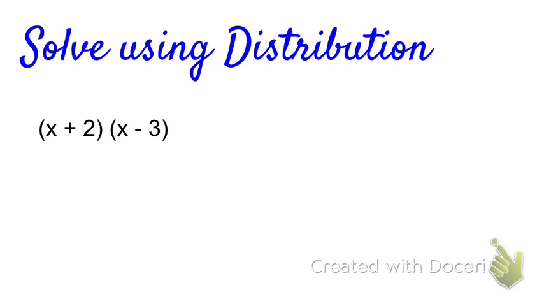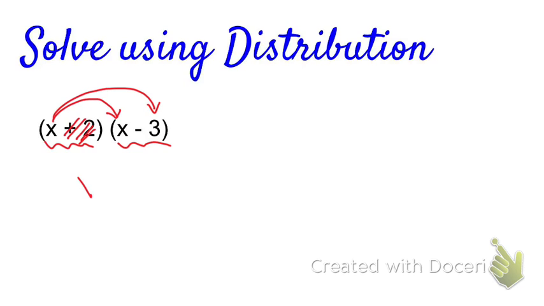Here we're going to go over how to multiply binomials. The first method I want to show you is to just look at this and think of it as a distribution problem. Because I'm multiplying this times this, first let's do the x. Let's multiply the x by each of these in the other set of parentheses.